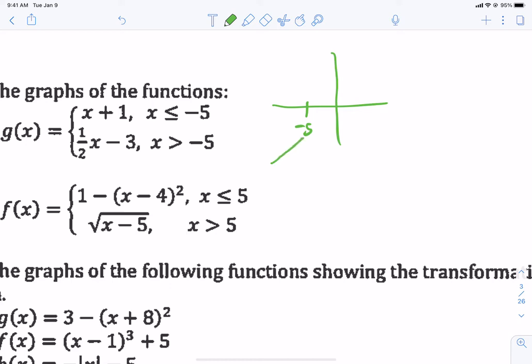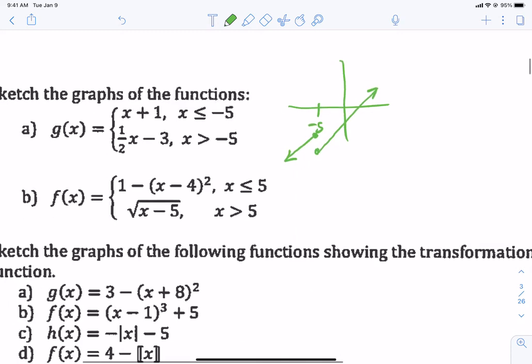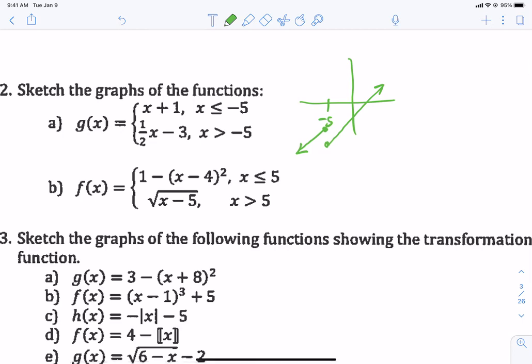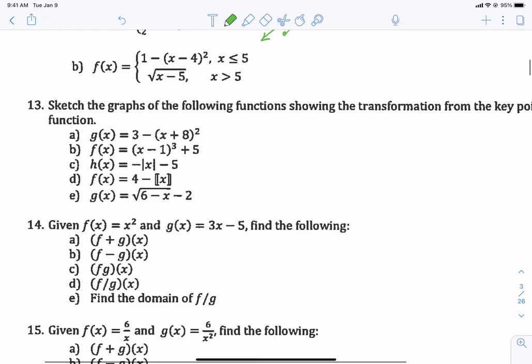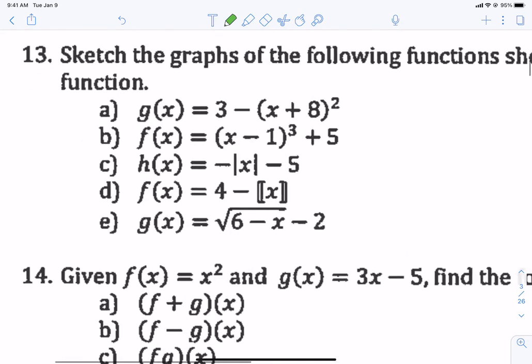It's going to look something like this. And then draw the next line that starts at negative 5. It looks something like this. Something like that. Okay. For B, you're going to have a parabola up to 5, and then you're going to have a swoosh square root at 5. We'll come back to that if we have more time. Let's take a look at just the standard graphs and the transformations. Okay, I just want to talk them over.